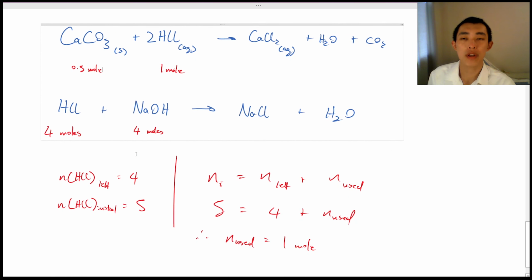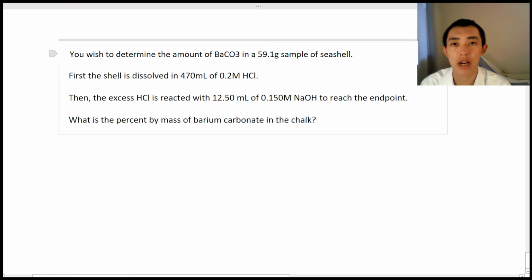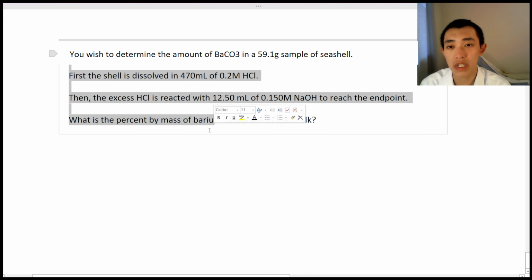To help you understand it more, we're going to go through some practice questions. Let's get right into those. In this question, we want to determine the amount of barium carbonate in a seashell that's dissolved in some HCl. Then this HCl is reacted with sodium hydroxide to reach the endpoint. What is the percentage by mass?